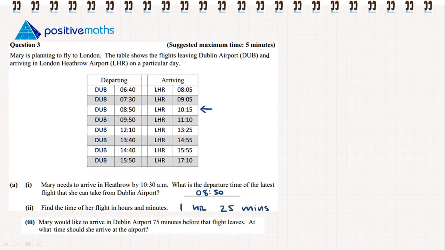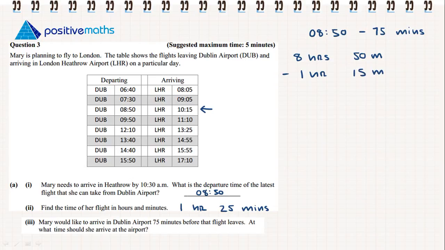Part 3. Mary would like to arrive in Dublin Airport 75 minutes before that flight leaves. At what time should she arrive at the airport? So her flight again is leaving at 8:50. She wants to arrive 75 minutes beforehand. So it's going to be 8:50 minus 75 minutes. Or it's going to be 8 hours, 50 minutes, minus 1 hour, 15 minutes.